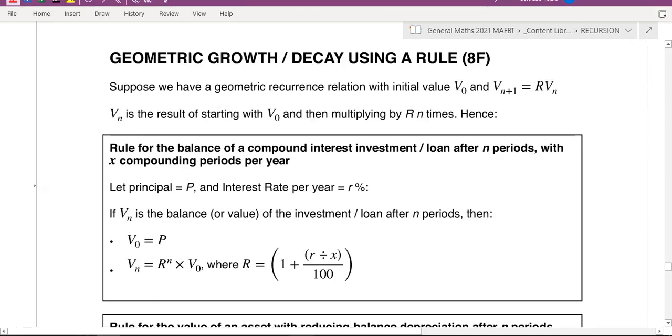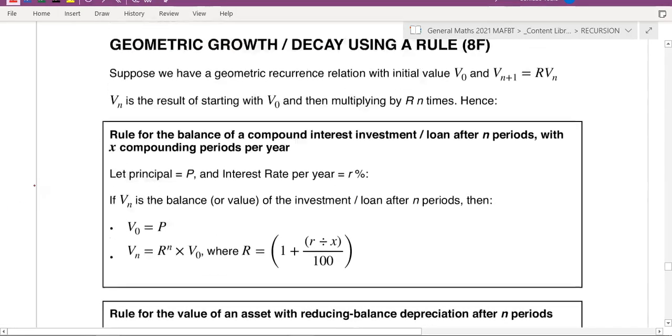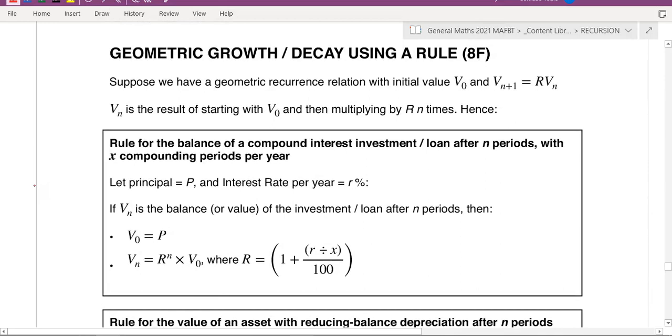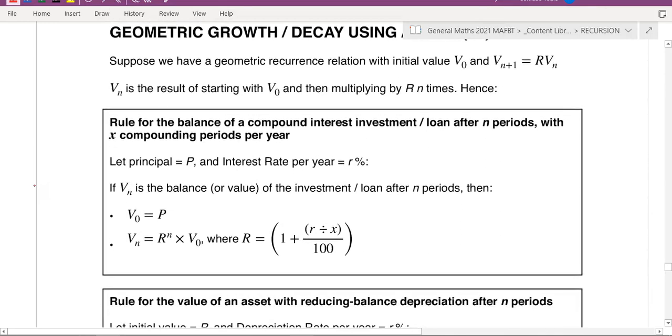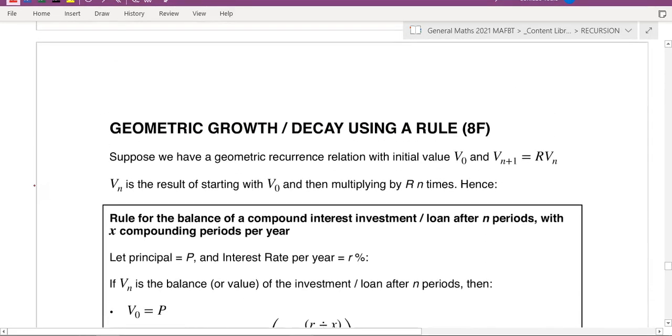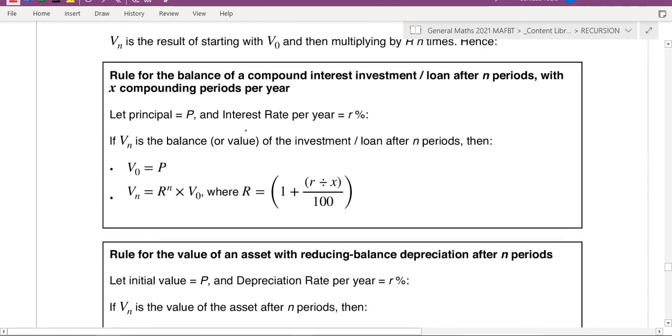We're using nth term rules. Okay, nth term rules for 8f. It's the same thing, it's just now it's an nth term rule. Remember, your recurrence relation looks like this, where you've got v0. Tell me what's v0, and then how do you get the next term? But for your nth term rule, you've got v0, but here, use this rule here.